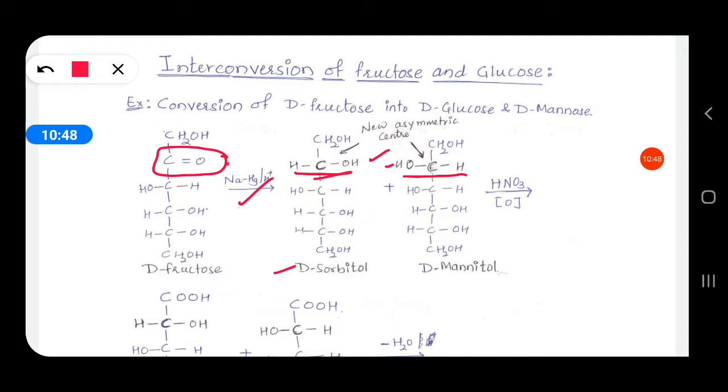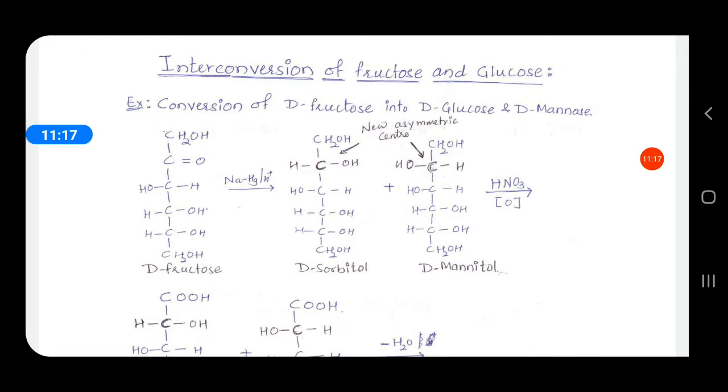During this formation, the functional group, that is the carbonyl carbon, is converted into a new asymmetric carbon. So this second carbon is now a new asymmetric center, and depending upon the position of the OH group, two alcohols are possible. One is D-sorbitol, another one is D-mannitol.